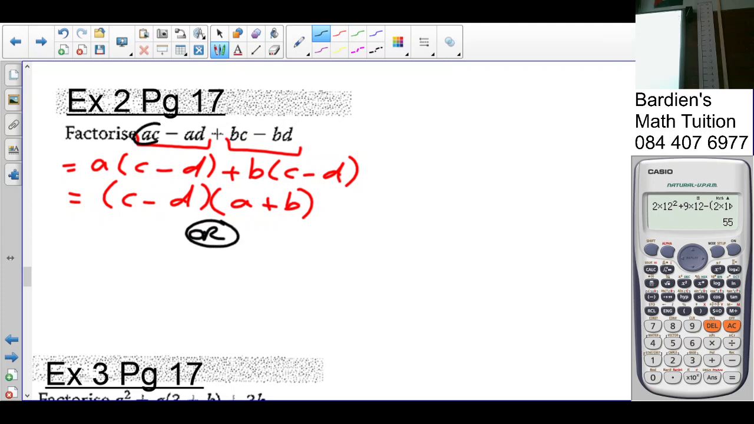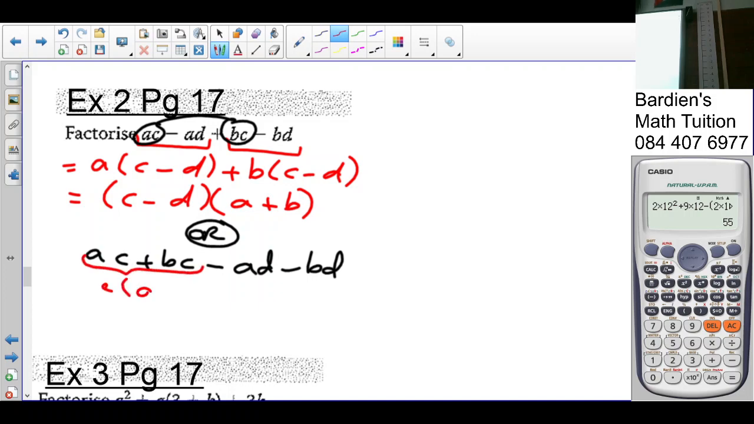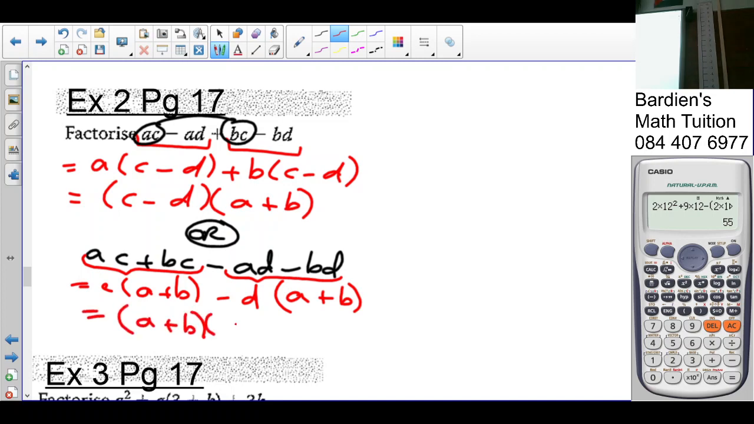If I wrote these two together, I got AC plus BC minus AD minus DB. What is common here? C. Then I'm left with A plus B. What's common here? Negative D. What am I left with? A plus B. Now what's common? A plus B. What are we left with? C minus D.